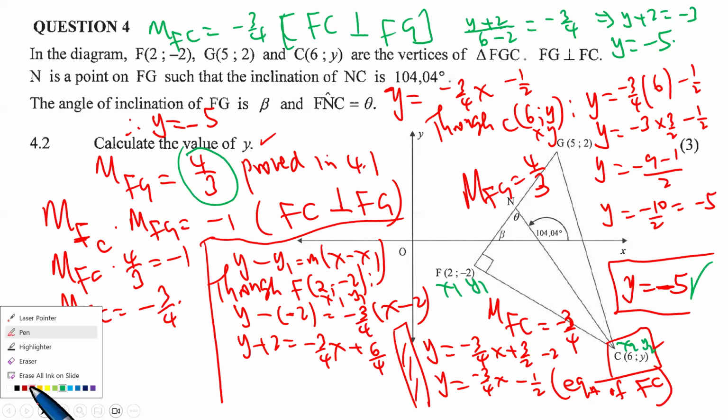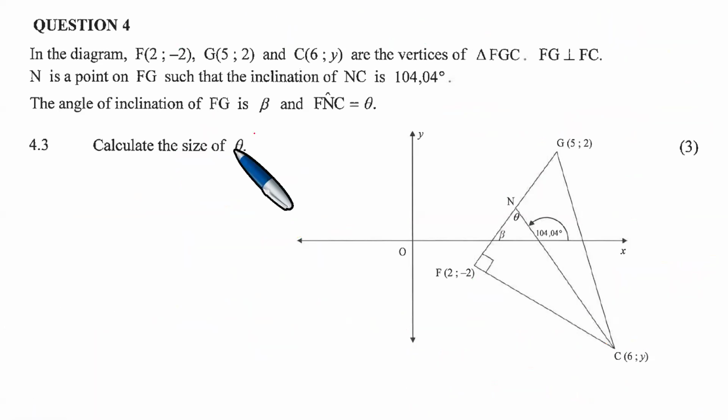We proceed to the next question. We need to find the size of the angle theta. How do we find the size of theta? We use one formula, and it's only one formula that can help us find the size of the angle theta. But first things first, we can easily and quickly find the angle beta because you already know the gradient of the line FG.